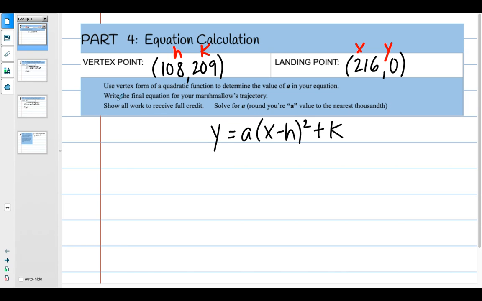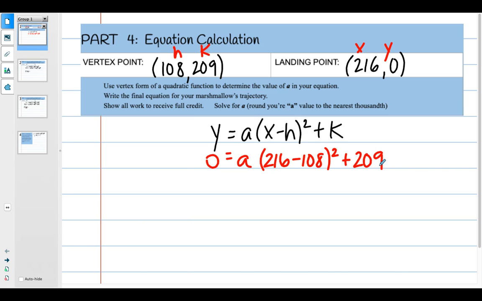So the first thing we're going to do, we're going to plug everything that we know into this equation. So our y value, we're going to sub in 0. Our a value is what we're trying to solve, so we're going to keep that as a. Our x value we determined was going to be 216. Our h is going to be 108, close the parentheses, squared, plus our 209. And we're going to solve this for a.